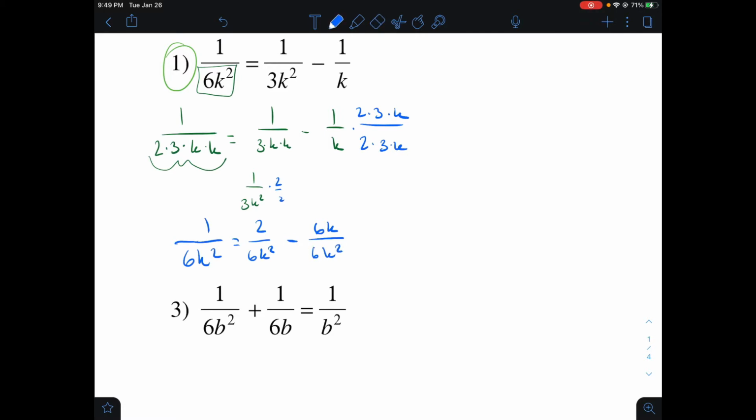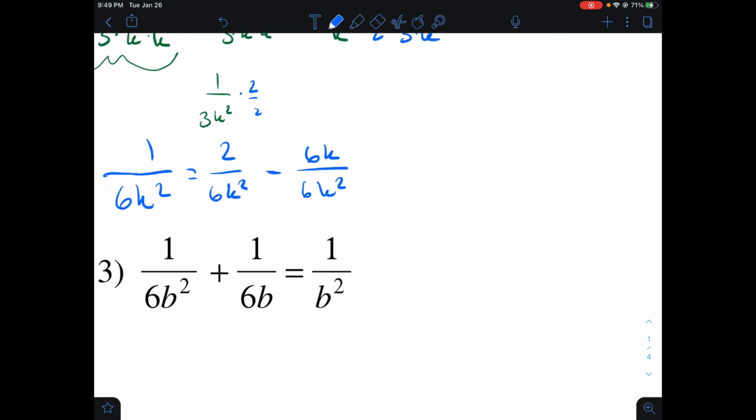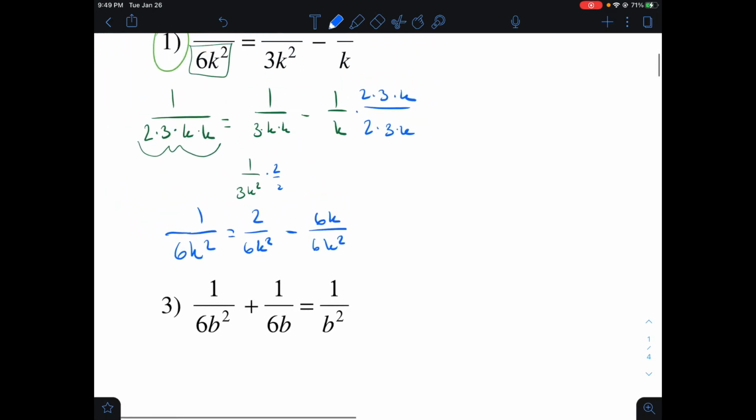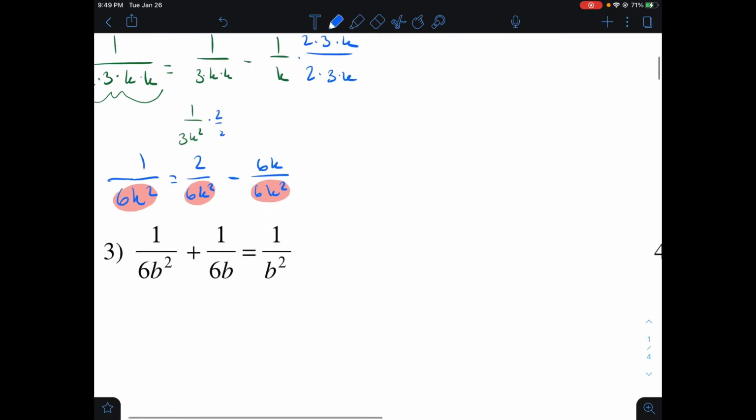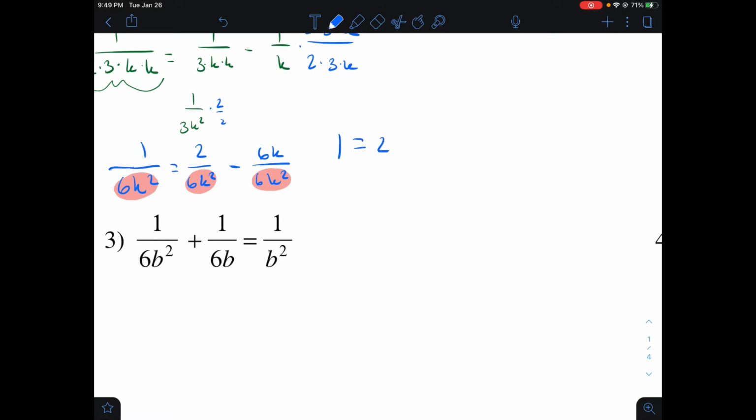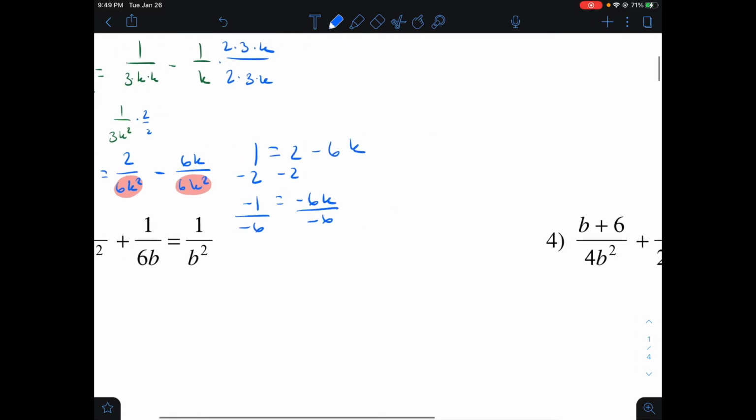All right, so now, if you look, we have common denominators across this entire equation. Once you get a common denominator, this is so important, you have to have a common denominator to do this, you can get rid of your denominator. So we end up with 1 equals 2 minus 6k. All right, now it's a super duper easy equation. We're just going to do minus 2 on both sides. We get negative 1 equals negative 6k, divided by negative 6, and we get k is equal to 1/6.